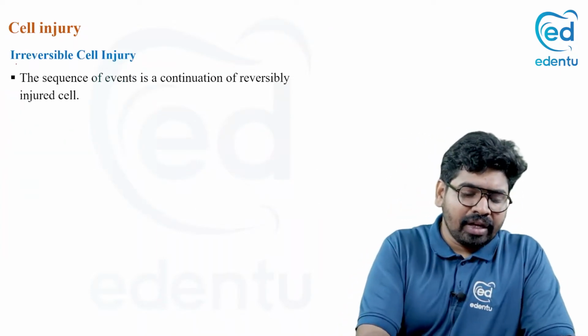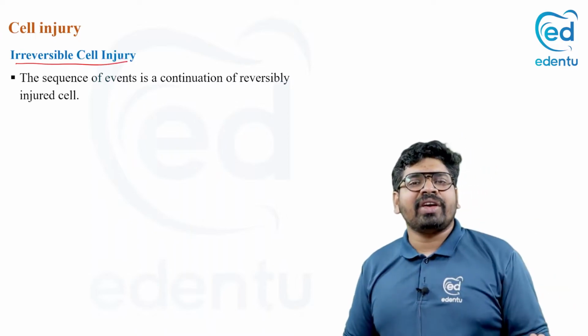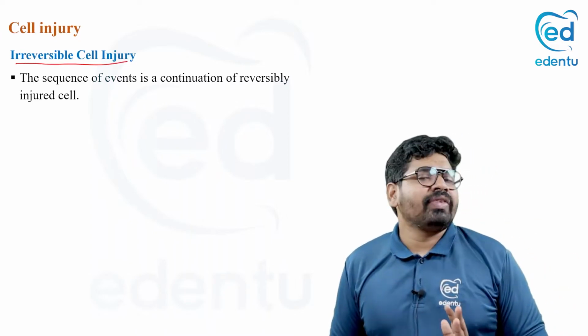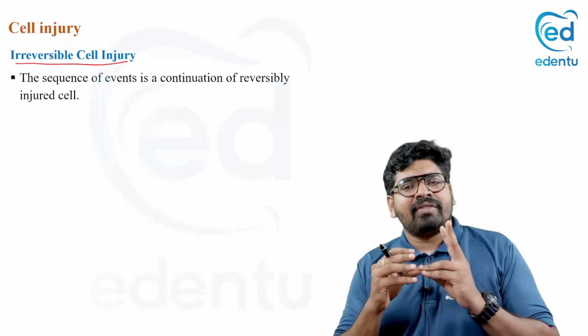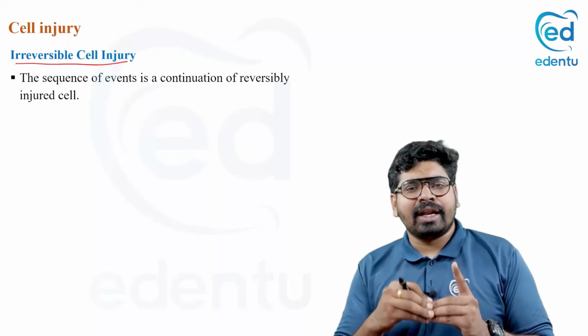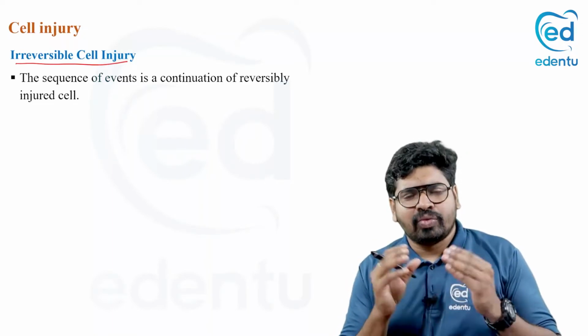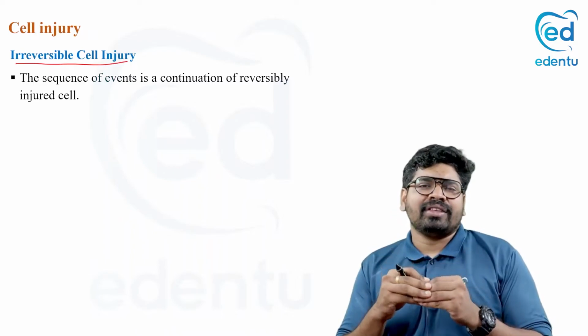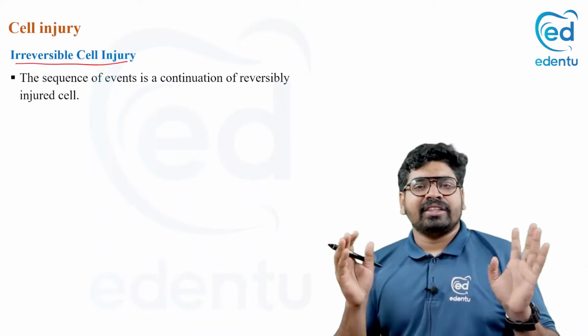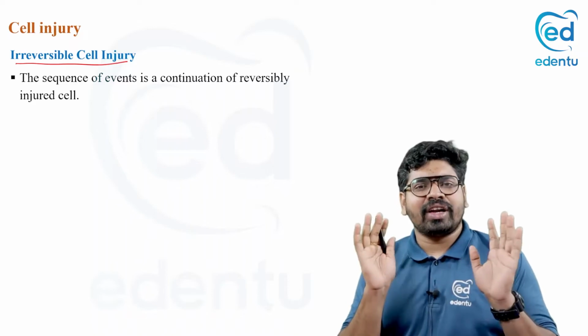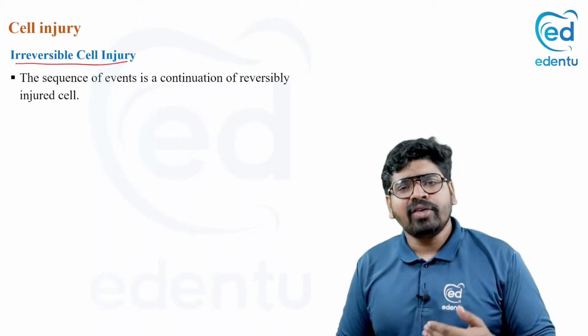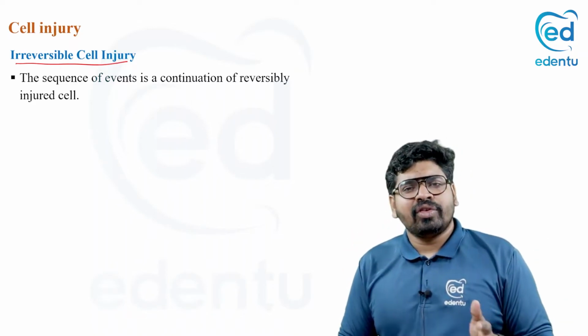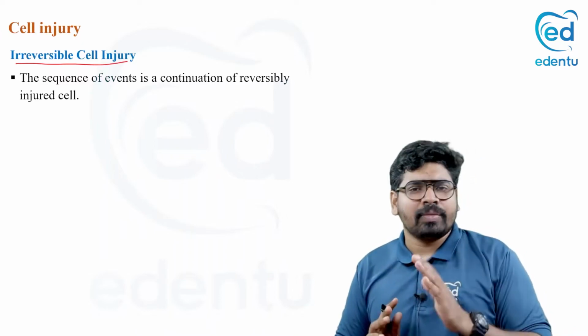Now coming to irreversible cell injury. So far we have seen reversible cell injury. We have decreased ATP, lactic acidosis, chromatin clumping, hydropic swelling, reduced protein synthesis, and ribosomes detaching from the endoplasmic reticulum. So far it is reversible. If the stress is removed, the cells can come back to the normal stage.